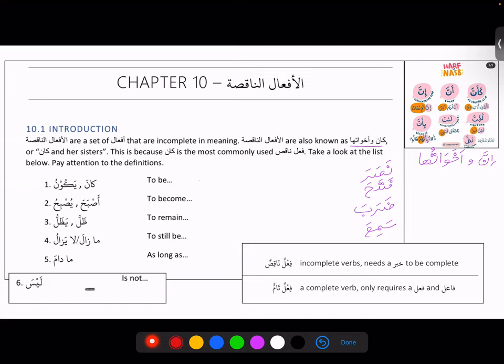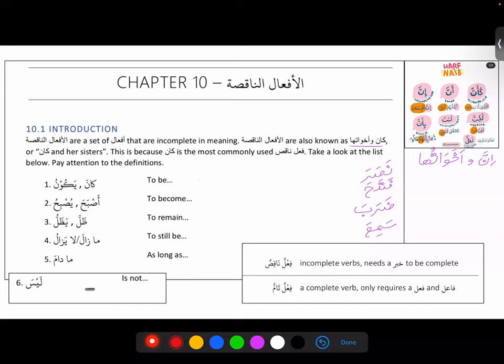Both will have an ism, right? But Inna is going to affect its ism and make it mansub, and the khabar does not have any effect. But in a Kana sentence, the ism of Kana will not have any effect, but its khabar would be mansub. The khabar is supposed to be in what status? Rafa. Generally it should be rafa, right? But when Kana comes, it is going to make its khabar nasab in status. Okay, so this is all about it. Nothing new. We are already kind of familiar with this concept.